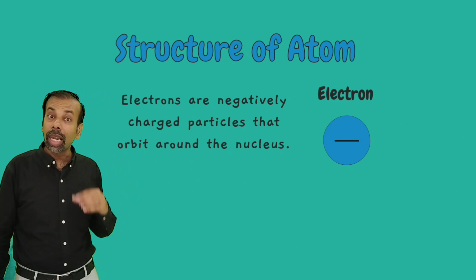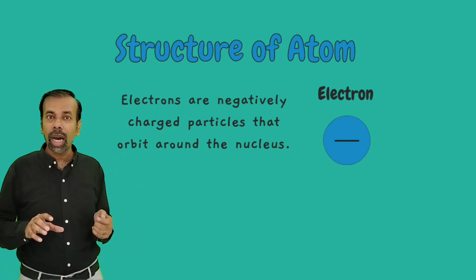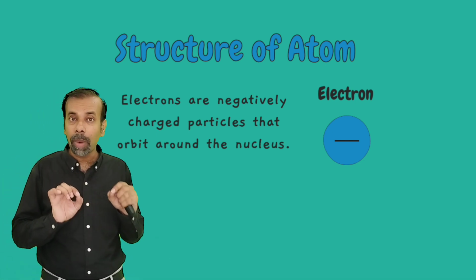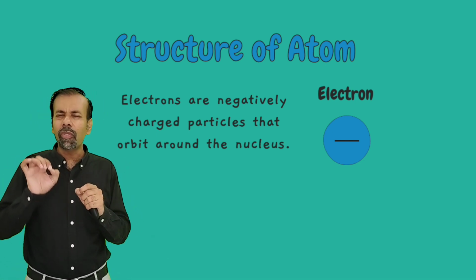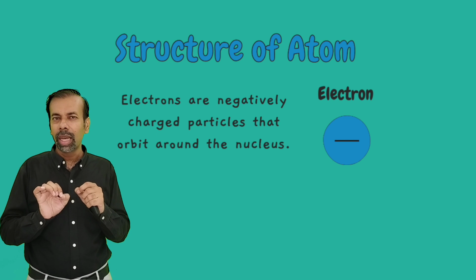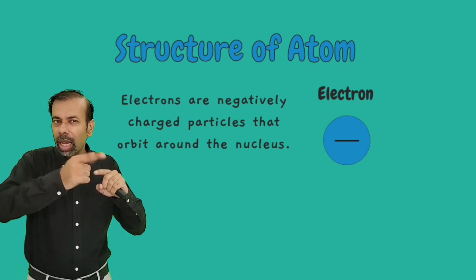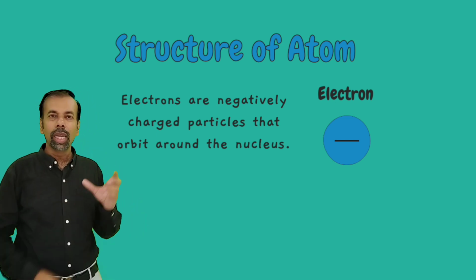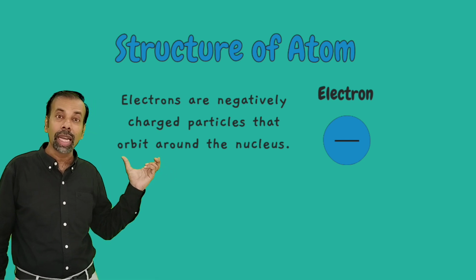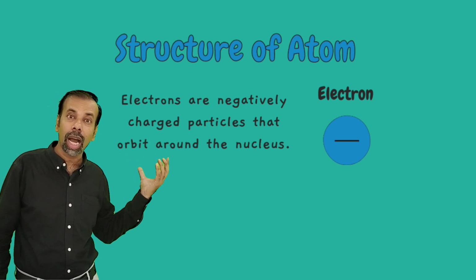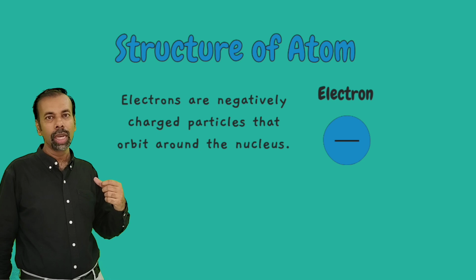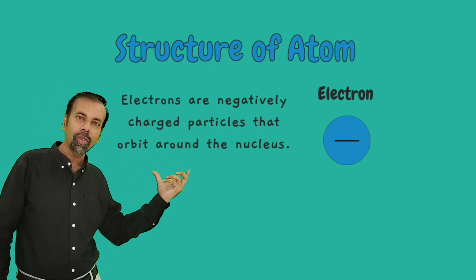Second is electron. Electrons are negatively charged particles and they have very small mass. Like if mass of proton is 1, then mass of electron is 1840 times less than the mass of proton. They have mass 1 over 1840.